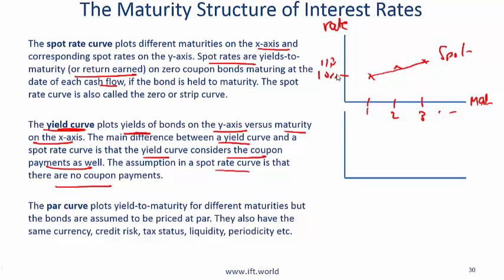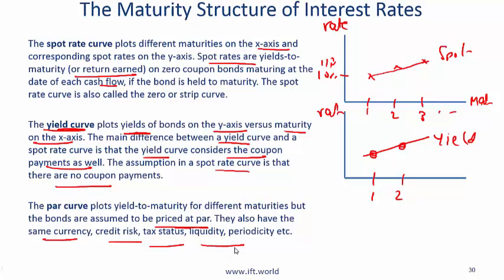So in addition to the spot rate curve, it's much more common to see a yield curve. So if this is your yield curve, then it's saying that on the 1-year instrument the yield is this, on a 2-year instrument the yield is this, and so on. The par curve plots yield to maturity for different maturities, but the bonds are assumed to be priced at par. They also have the same currency, credit risk, tax status, liquidity, periodicity, etc. So I would say that you just learn this.